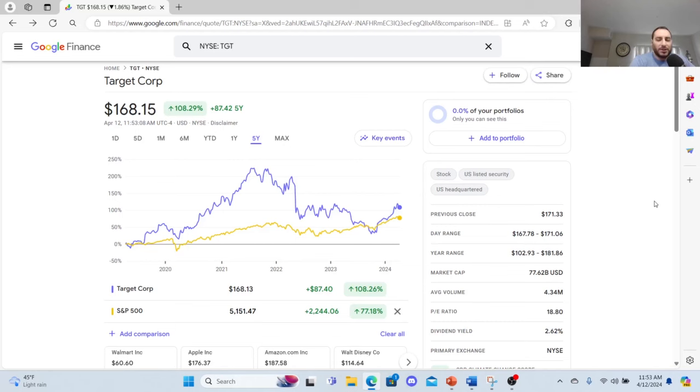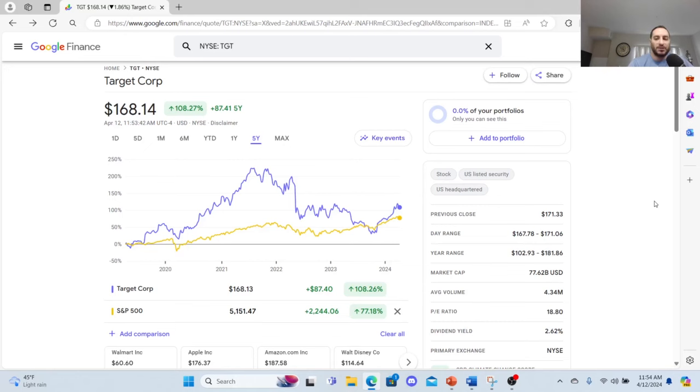But let's look at this. Dividend yield of 2.62%, a PE ratio of 18.80. The other thing I've been reading about is them locking up a lot of stuff to protect against theft. That grabbed my interest a little bit. There's some articles that they're trying to be kind of like a mirror image of Costco. That attracted me. Average volume 4.34 million. The market cap is 77.62 billion US dollars. Year range is 102.93 to 181.86.